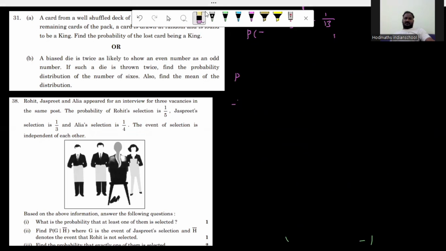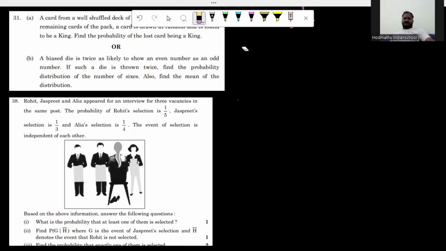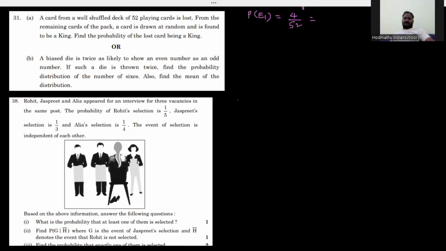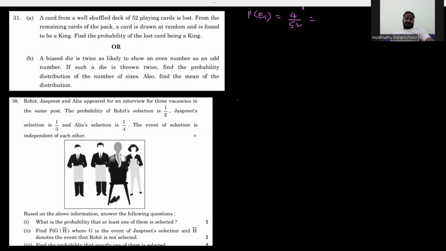Yes. Now coming to this, the probability of Rohit selection is 1 divided by 5. And who is the next person? Next person is Jaspreet, right? Jaspreet's selection is 1 divided by 3 and Alia's selection is 1 divided by 4. The events of selection are independent of each other.